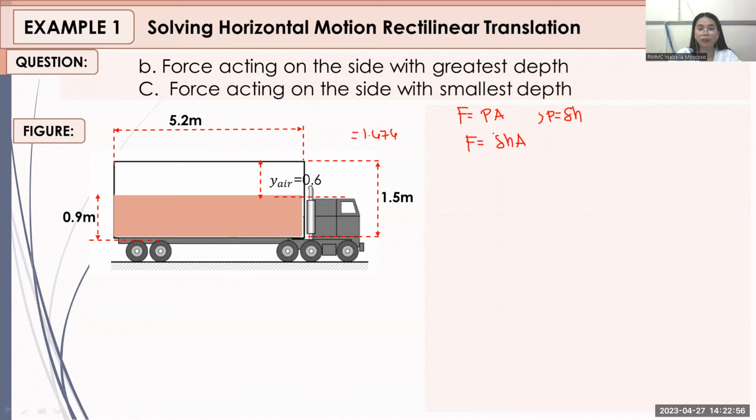So balikan natin yung tanong. Hinahanap yung force acting on the greatest depth and the smallest depth. Ibig sabihin, we will have F max and F min. Matatawag natin itong F max if your H is maximum, at matatawag din natin itong force minimum if your H is minimum, times A. So, paano ba natin malalaman yung value ng H natin?